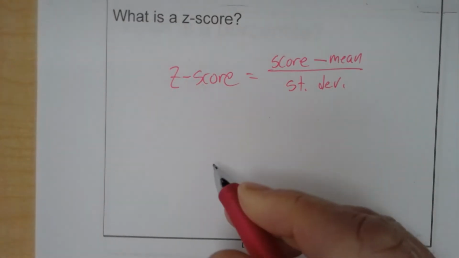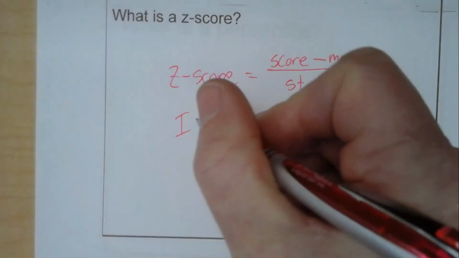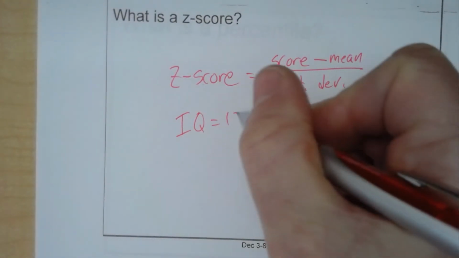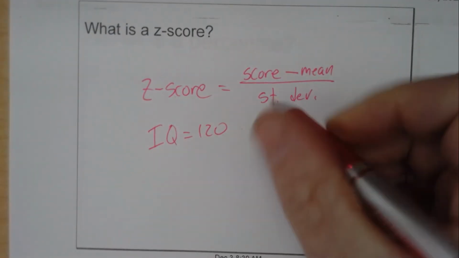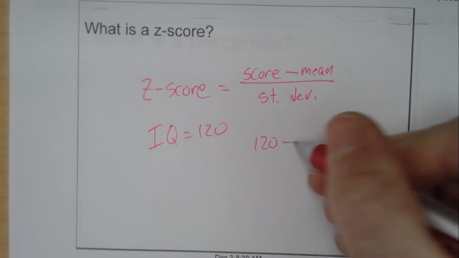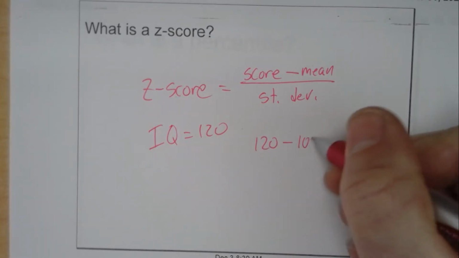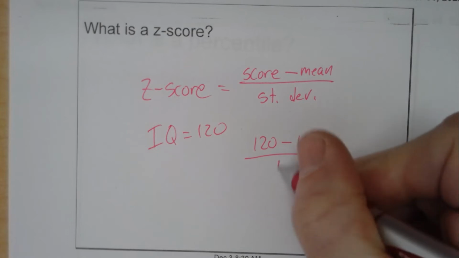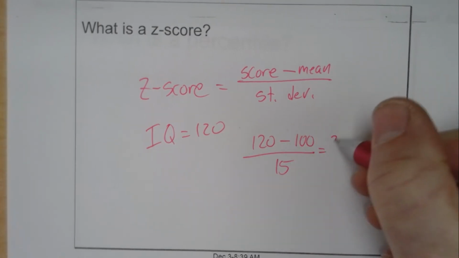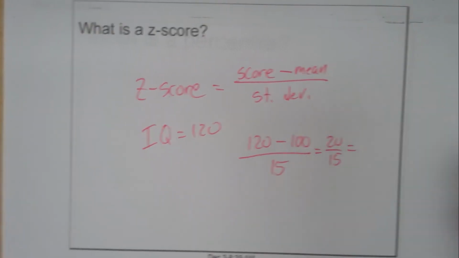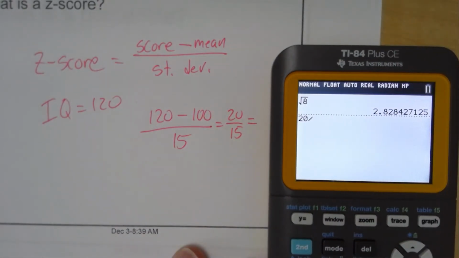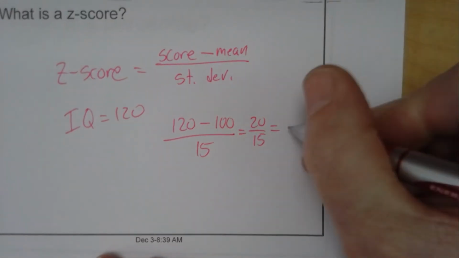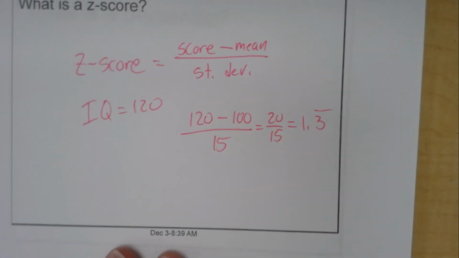All right, so let's say you had an IQ of 120. How do you fit in there? How many standard deviations are you from the mean? Your score is 120. We said the average was 100, right? And the standard deviation is 15 for IQ. So we get 20 over 15. We divide that with a calculator or without a calculator. 20 divided by 15 is 1.3 repeating. So you would say, oh, I'm 1.3 repeating standard deviations from the mean.